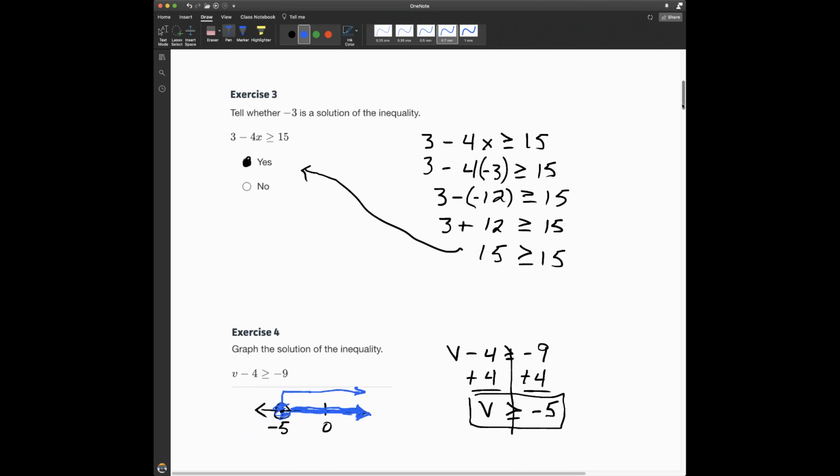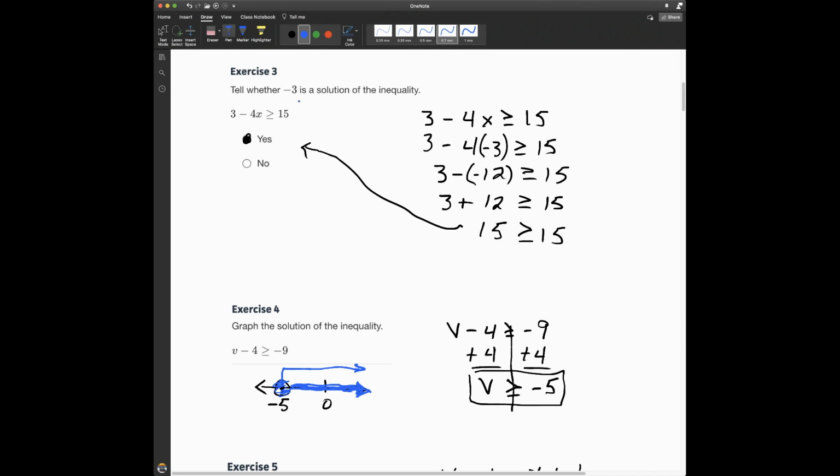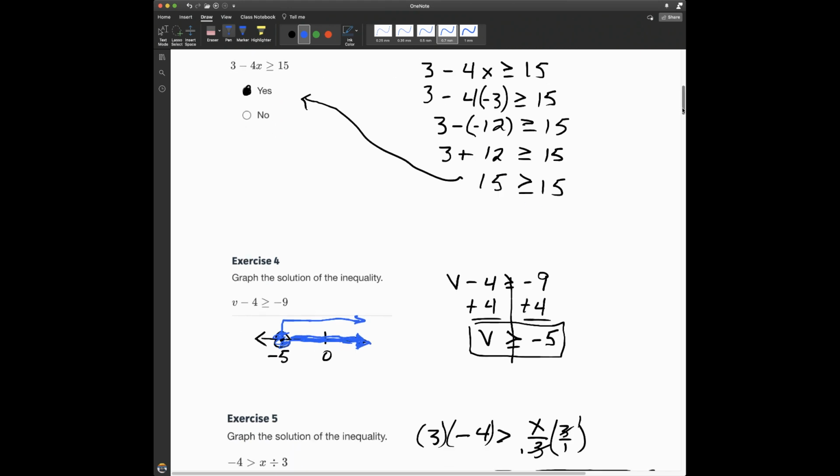All right, number 3, tell whether -3 is a solution. We've worked out problems like this. I need to take -3 and substitute it for x. So I do that, I do the work, and I end up with 15 is greater than or equal to 15, which is a true statement. So yes, -3 is a solution.